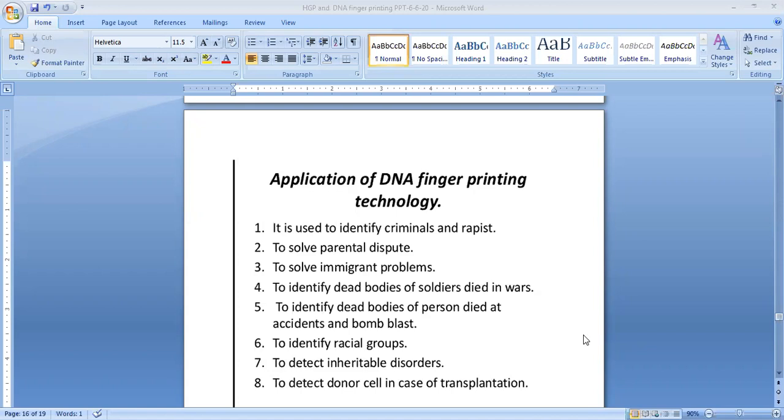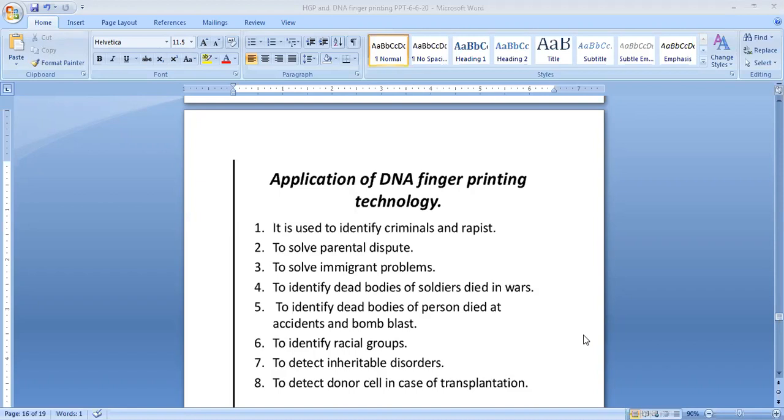Fifth, to identify dead bodies of persons who died in accidents and bomb blasts. Six, to identify racial groups. Seven, to detect inheritable disorders. Next point, to detect the donor cell in case of transplantation.